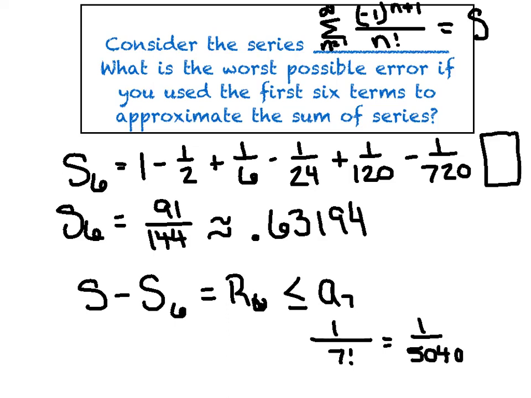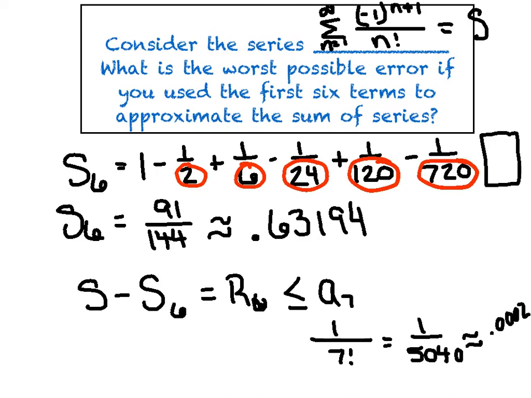I want you to really get in the habit of recognizing these factorials: the 2, the 6, the 24, the 120, the 720. Those numbers should be a recognizable pattern of factorials. So our worst possible error is 1 over 5,040, which is approximately 0.0002. How impressive is that? We're only using the first 6 terms to find an infinite sum, and we're only off by 2 10,000ths. That's unbelievable.